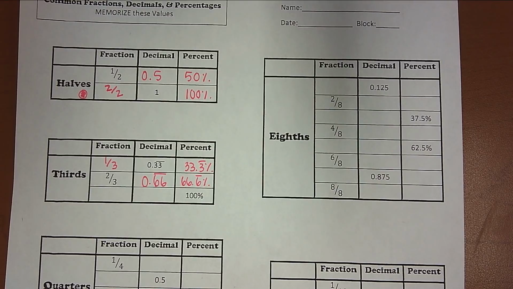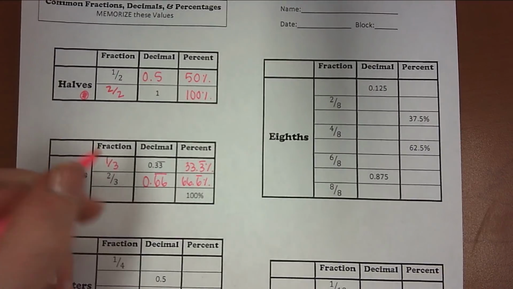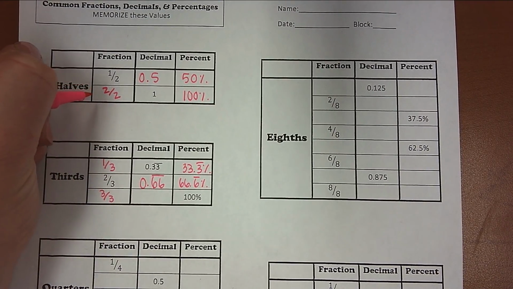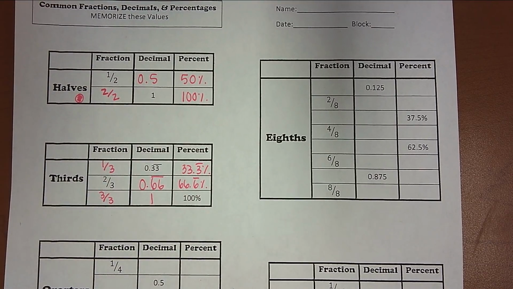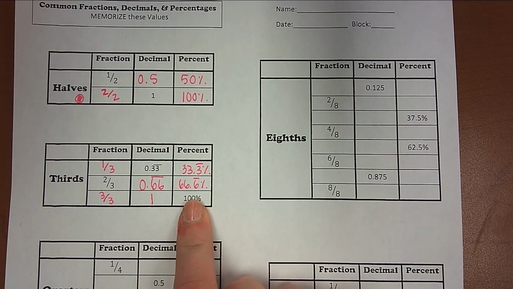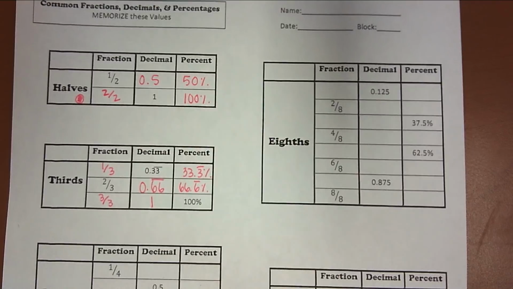And then this last one, we've got 1/3, 2/3, so what would come next? It would be 3/3. 3/3 is just like 2 halves. 3/3 is equal to 1 whole, which is also equal to 100%. So notice that every time we have 1 whole, our decimal is 1, our percentage is 100, and then the fraction is just the same number over itself.